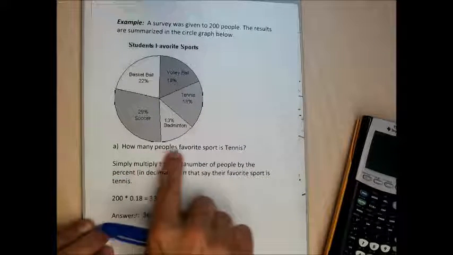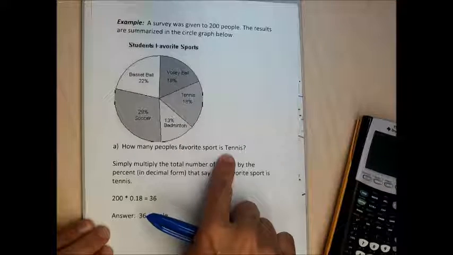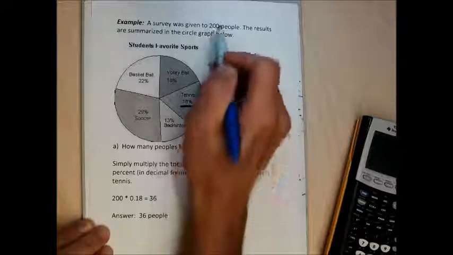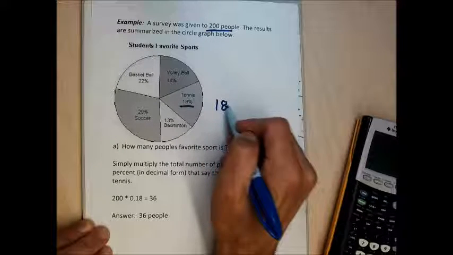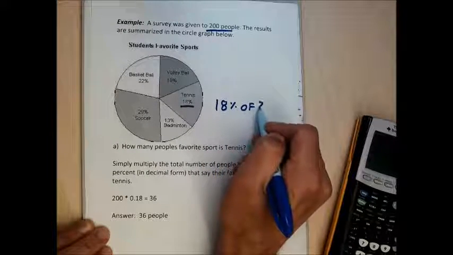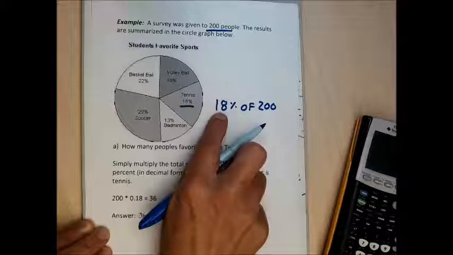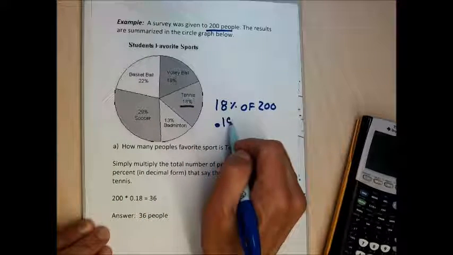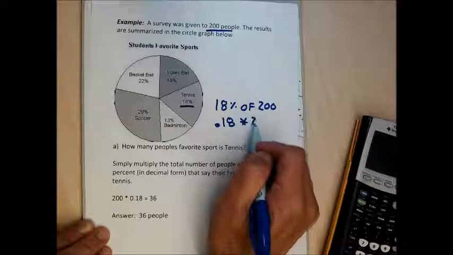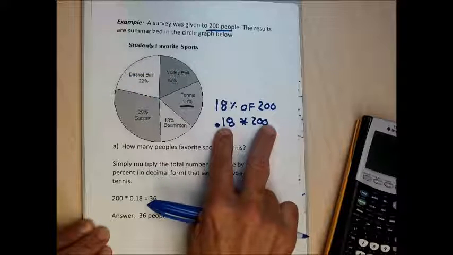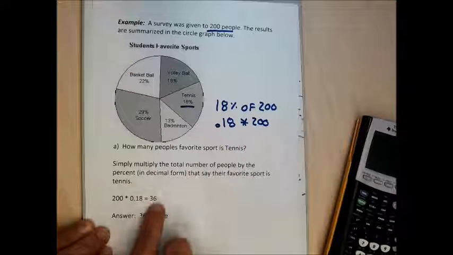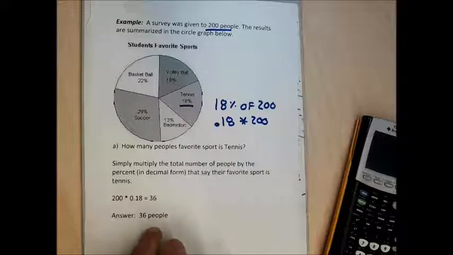Question A, how many people said their favorite sport is tennis? Well, 18% of the 200 people said their favorite sport was tennis. I need to figure out what 18% of 200 is. To do that, I need to do two things. 18% I need to change to a decimal. Of I need to change to times. So I multiply 18%, which is 0.18, times 200, and when I did that, I got 36.